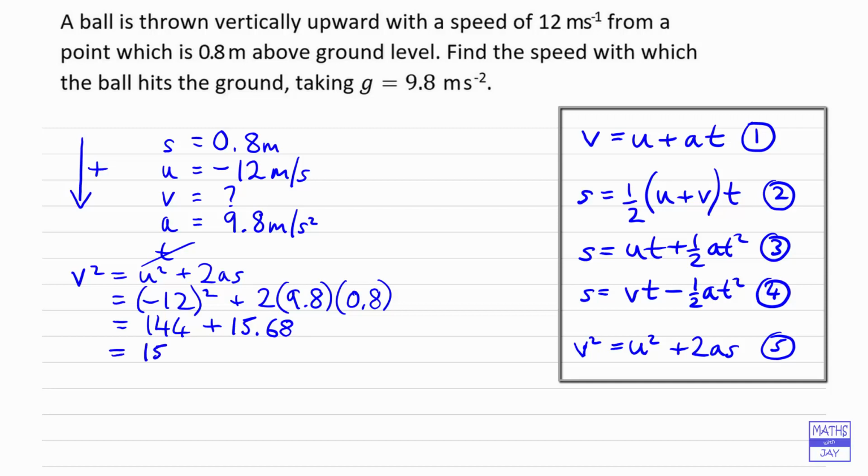So that's 159.68. So v is going to be the square root of that. So the final speed, the speed with which the ball hits the ground, is going to be approximately 12.6 meters per second.